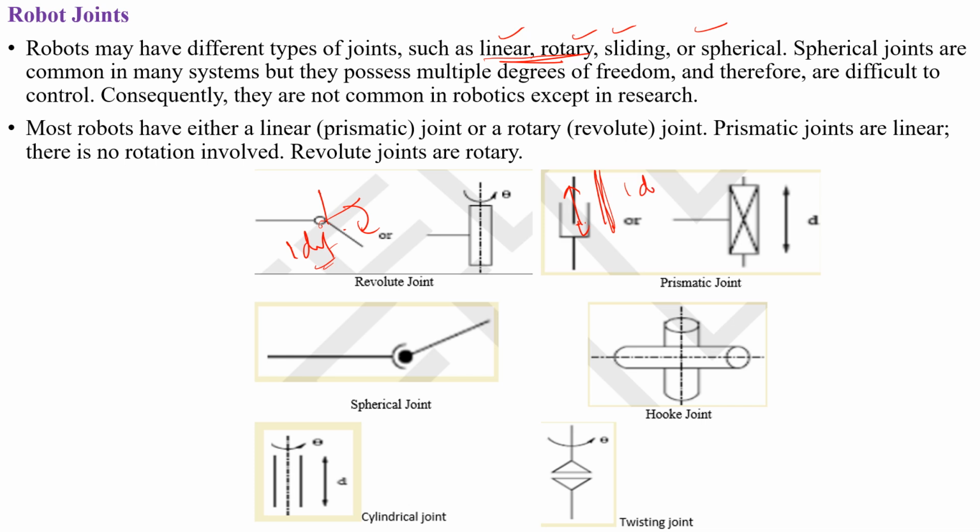So it has got the degree of freedom as one, because degree of freedom means in which direction it is free to move. So it is free to move in this direction. So its degree of freedom is one. Okay. Then you can see this ball and socket, our spherical, or shoulder joint is like this.